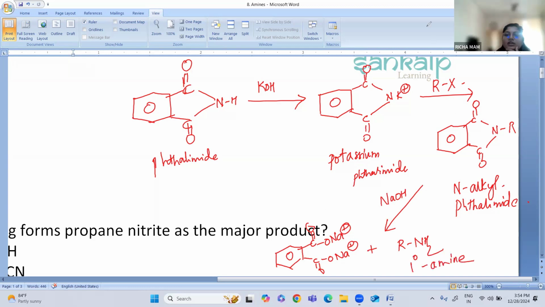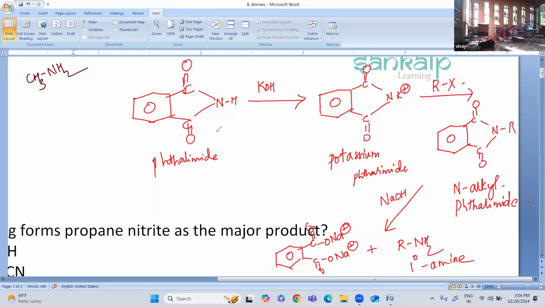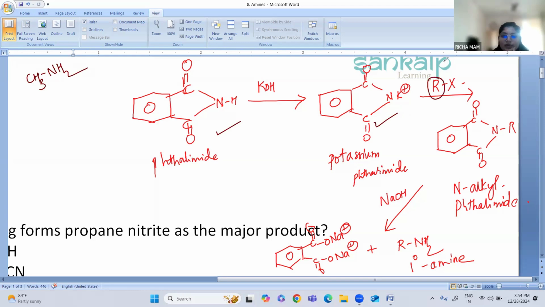Now if they ask you to prepare methylamine, what is the structure of methylamine? CH3NH2. The first step will be the same, the second step also will be the same. What do I have to use here? I have to use methyl bromide. Now R will be replaced by your methyl group. Again, R will be replaced by your methyl group. What I got is a primary amine like that.